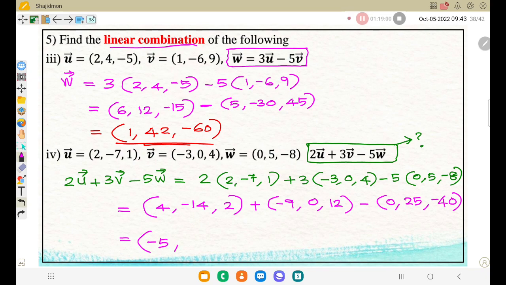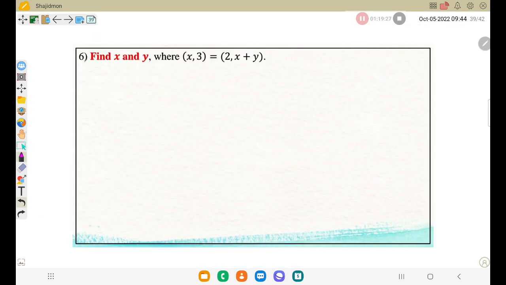Second one: minus 14 plus 0, minus 25, correct? Minus 39. Third one: 2 plus 12, 2 plus 12 minus minus 40, so plus 40, 54. So this is the linear combination of those vectors. Hope you understood. Now we will go to the next one.